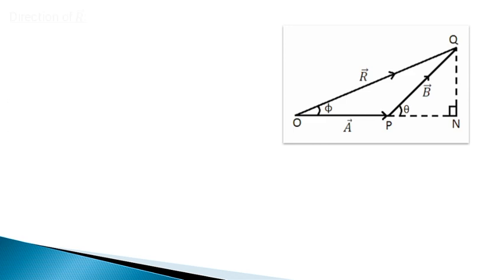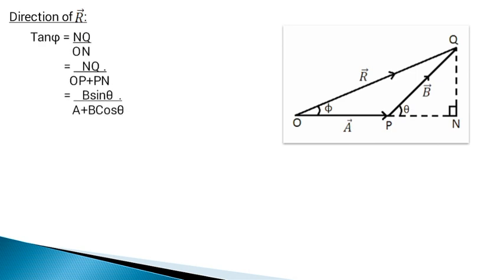Now we are going to find out the direction of resultant vector R. Since resultant is a vector, it has both magnitude and direction. How is the direction of resultant vector obtained? We have considered the angle that the resultant makes with original vector A as phi. So phi gives the direction of resultant vector R. In right angle triangle OQN we have tan phi equals NQ over ON, which is perpendicular over base, the formula of tan angle. So tan phi equals NQ over ON.